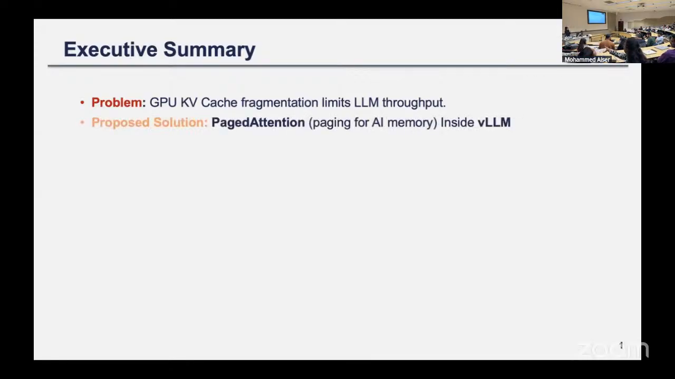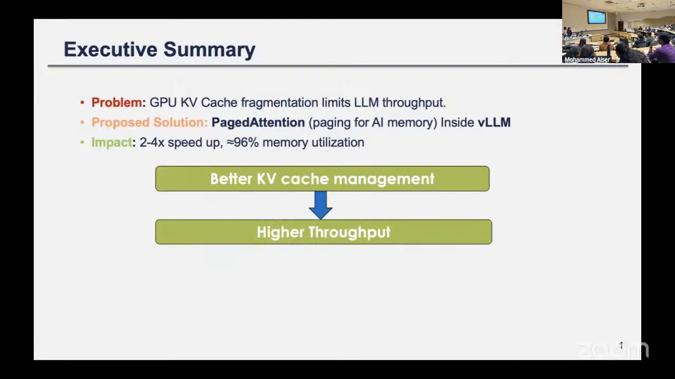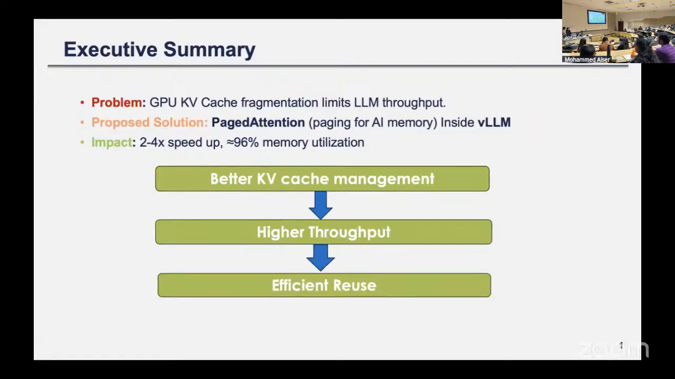So the authors proposed a solution for this, which is paged attention, inspired from the paging technique in operating systems. And they have integrated this technique into a system and called it vLLM. Because of this technique, they have achieved 2 to 4 times speedup and 96% memory utilization inside the GPU. This tells us that better KV cache management gives us higher throughput, which in turn leads to efficient reuse of memory.